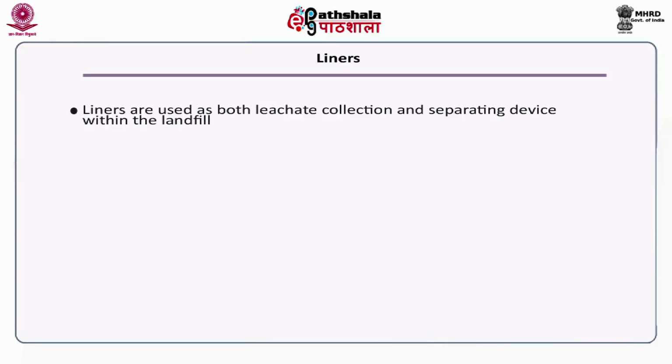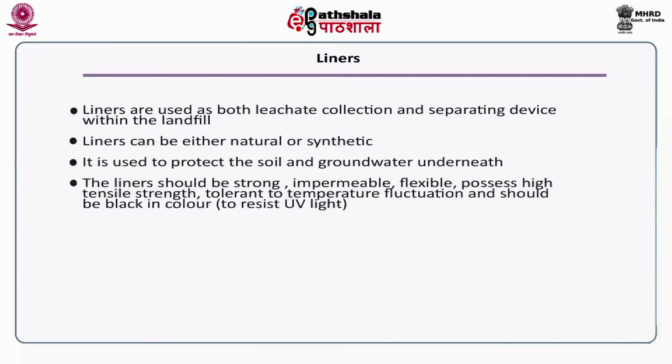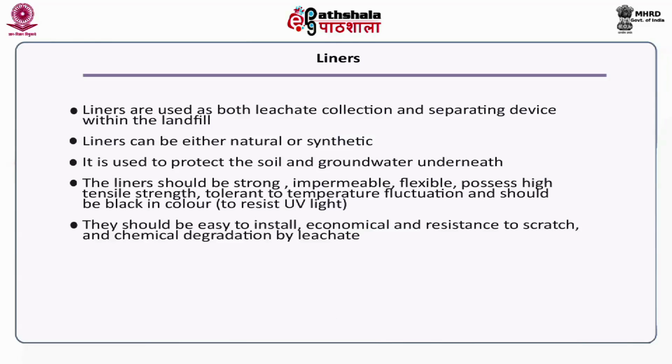Now, the liners are used both for leachate collection and as a separating device within the landfill. As I told you, liners can be both natural as well as synthetic, and they protect the soil and groundwater that is present underneath. The liner should be strong, impermeable, flexible, and it should possess a high tensile strength. Also, it should be tolerant to fluctuations in temperature, and it should be black in color. Black in color, why? Because it will resist UV light. It should also be easy to install, cheap and resistant to scratches. Also, it should be stable and resist any chemical degradation by leachate.